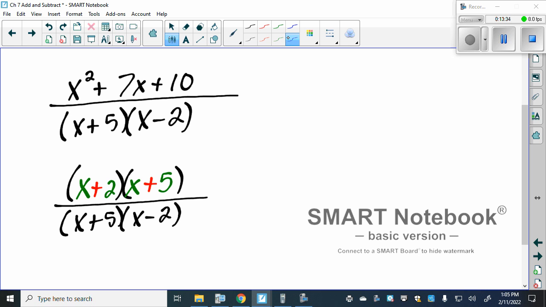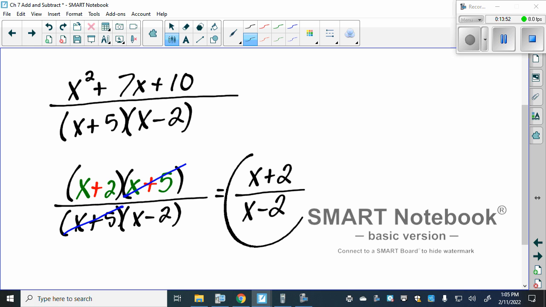Well, that does show that we have like terms with our x plus 5 and x plus 5, which leaves us with x plus 2 over x minus 2. And this works out to be the final answer.